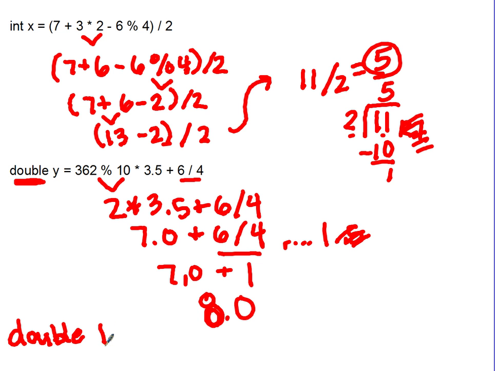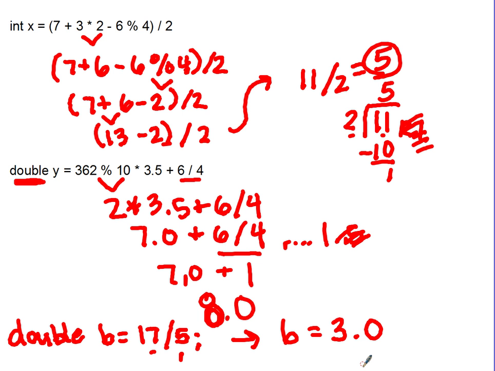And same thing, if I had a problem and it was double b equals 17 divided by 5, and I have 2 whole numbers here, it's going to do that division, and it's going to give me 3. So b is going to get the value of 3, but because it's a double, I just add a 0.0. I will not get a more exact number because what happens on the right-hand side of the equal sign happens first. It does not take into account whatever's on the left-hand side of that equal sign.